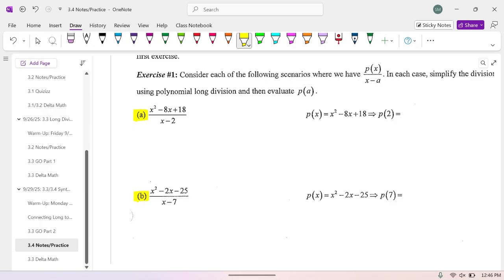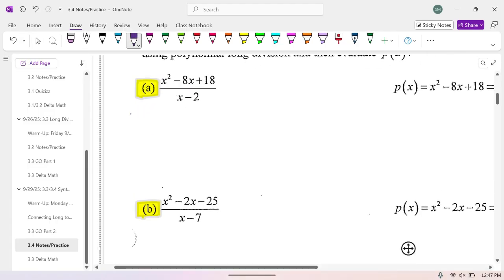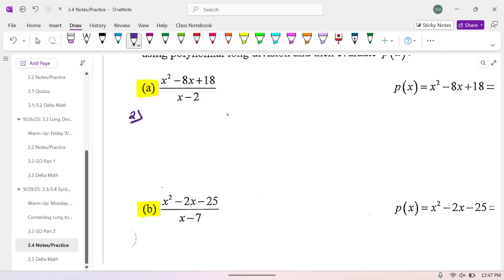Tell me what you did for A. So you did what type? Synthetic or long? Guys, shh. So what was your root? How'd you know that? Because it's x minus 2. Right. And then how'd you get the numbers across the top? From the x squared minus 8x equals 2.